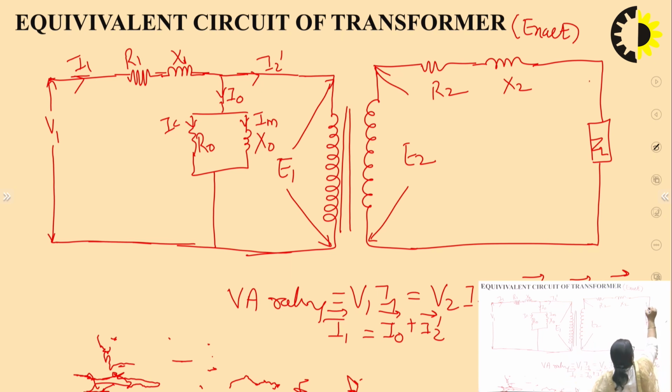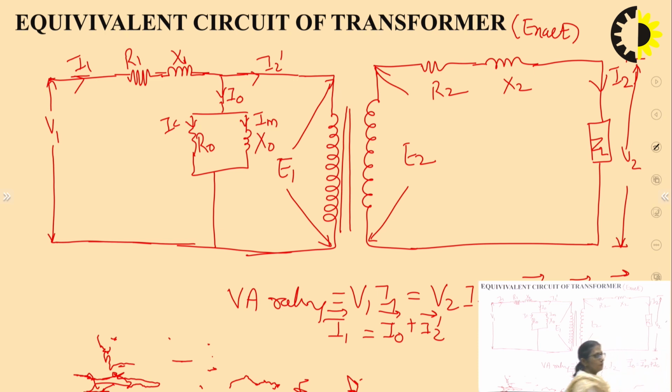It will drive this load circuit, so it will have a current of I2, and similarly we will have the terminal voltage across the load as V2. So this is the circuit that we call the exact equivalent circuit of the transformer.